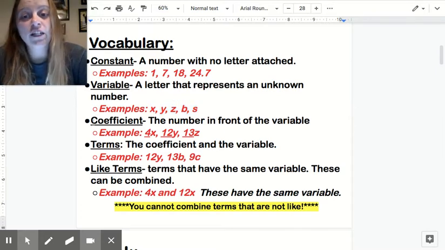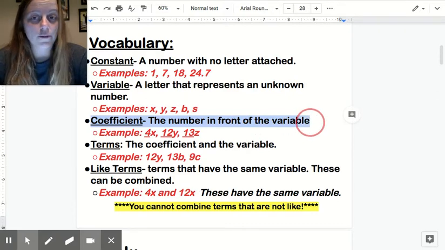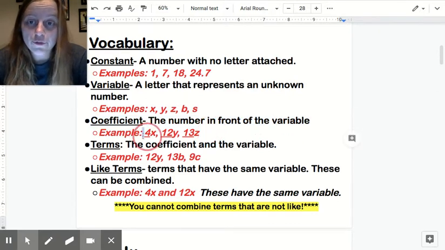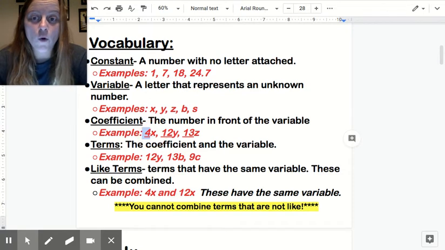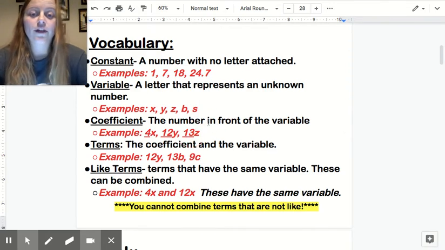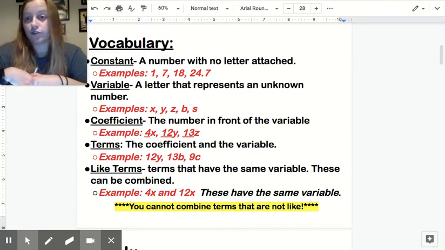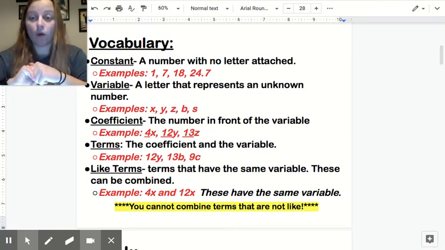A coefficient is the number that's in front of a variable. So sometimes you'll see a 4x. Well, the 4 is the coefficient there. It's attached to a letter. 12 is the coefficient in this one, and 13 is the coefficient in 13z. So again, the number in front of the variable, if there is one. Sometimes you'll just see x by itself or y by itself.